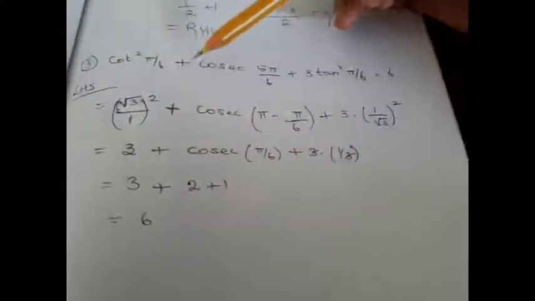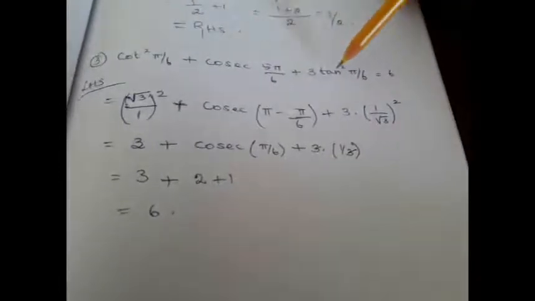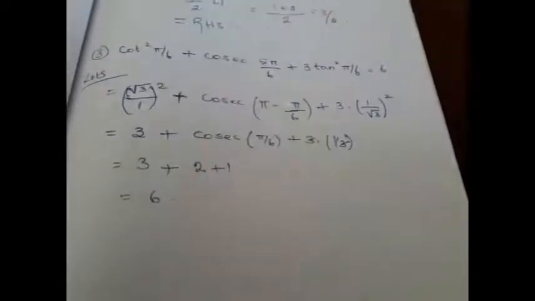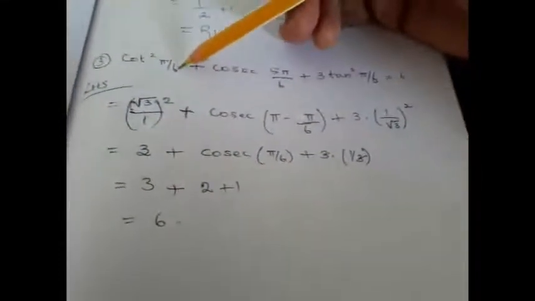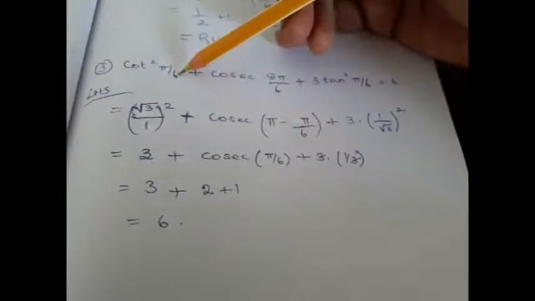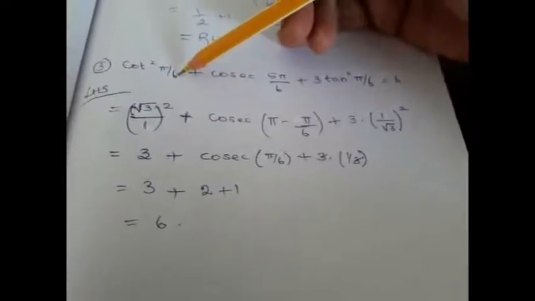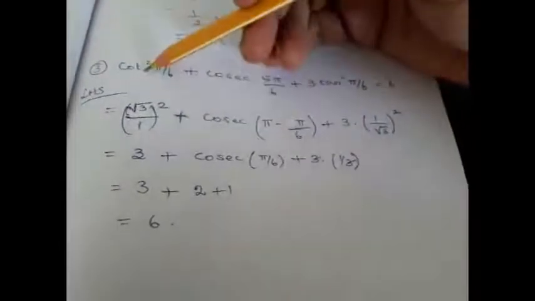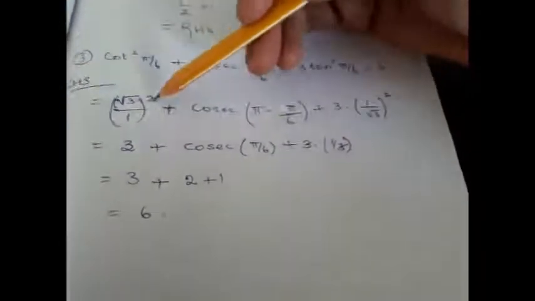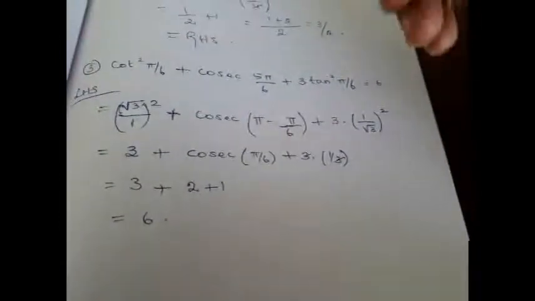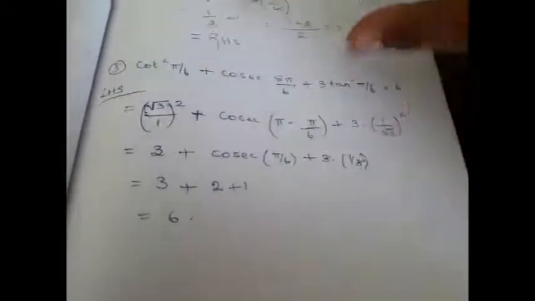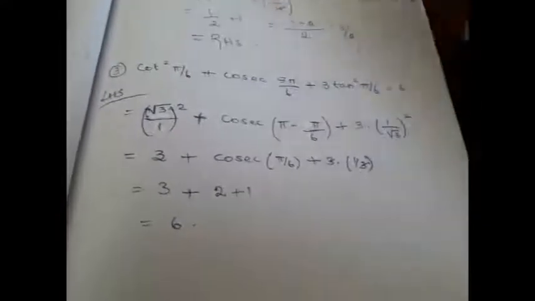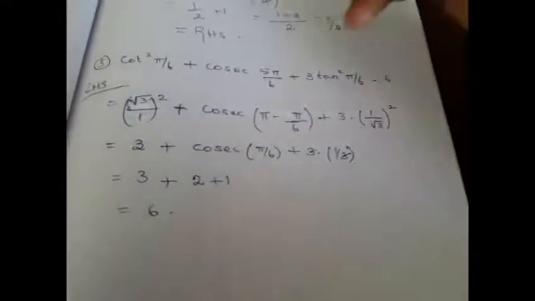Cot square pi by 6 plus cosec 5 pi by 6 plus 3 tan square pi by 6 equal to 6. We need to prove. So see, if you take again cot pi by 6. Pi by 6 means 30 degree. So what is tan 30 degree? Tan 30 degree is 1 by root 3. So cot 30 will be root 3 by 1, the whole square. Plus, as I told you, if we are unable to recall the values all of a sudden, draw the table so that you can see the values and write. In the exam paper also, you can draw your standard value table in a corner of your answer sheet and then you can solve, no problem.